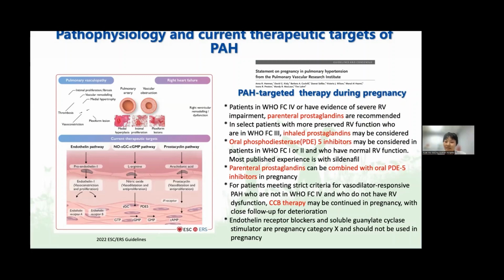For patients meeting the strict criteria for vasodilator-responsive PAH who are not in WHO functional class 4 and do not have RV dysfunction, CCB therapy may be continued in pregnancy with close follow-up for deterioration. Endothelin receptor antagonists and the soluble guanylate cyclase stimulator riociguat are pregnancy category X and should not be used in pregnancy.